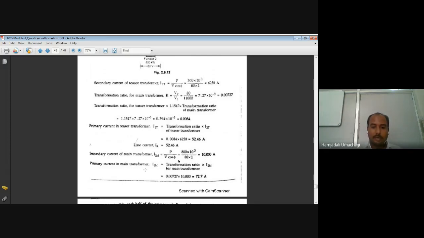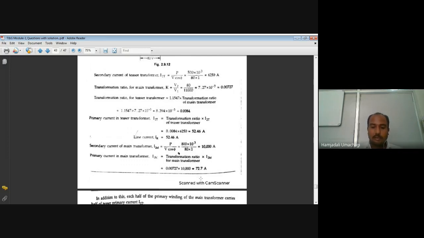Now the primary current in the main transformer I1M is equal to the transformation ratio of the main transformer, 0.00727, multiplied by the secondary current of the main transformer, which is 10,000 ampere. On simplifying, the primary current of the main transformer I1M will be 72.7 ampere.